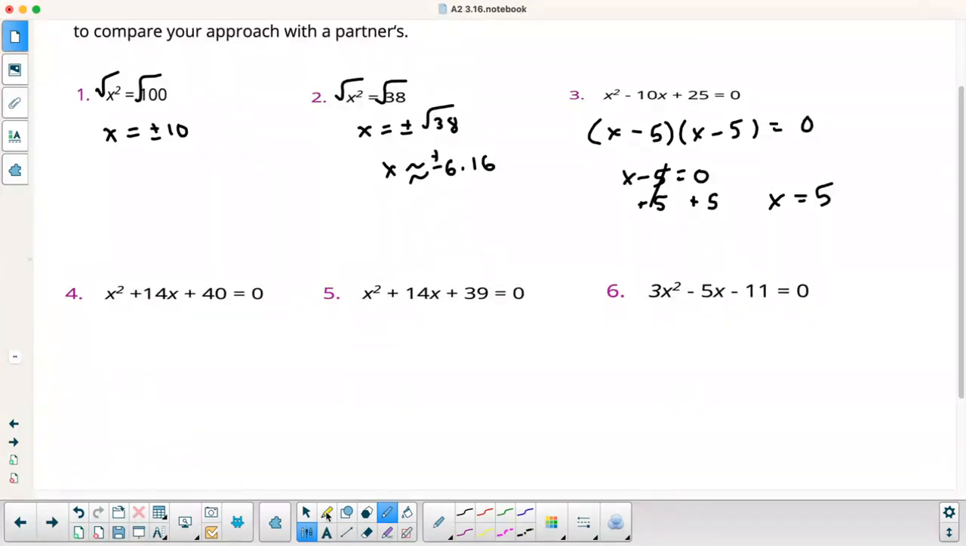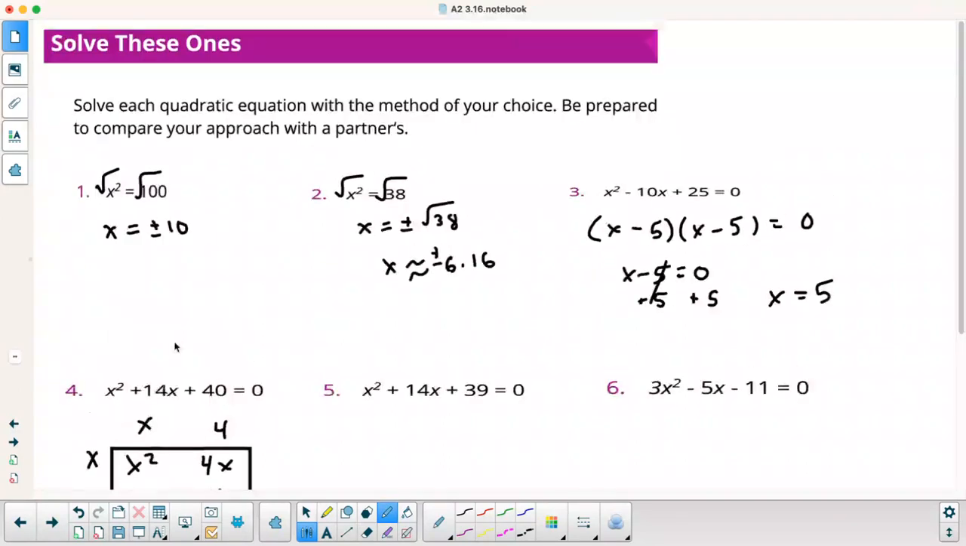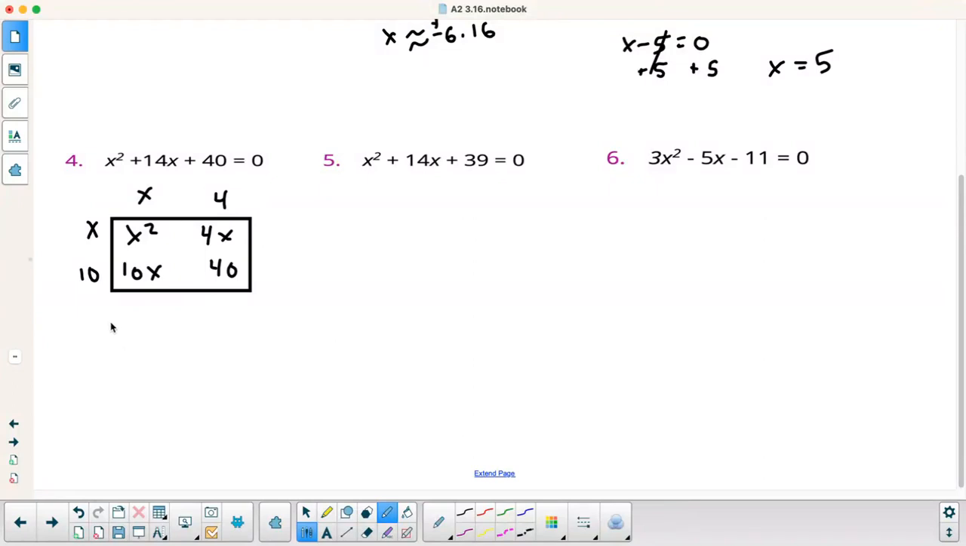So I'll do a box on this one just to make it a little different than the last one. Put my x squared here, put my 40 here, x into x. 4 times 10 is going to work because 10x plus 4x diagonally adds up to 14x. So remember, I think the direction said to solve. So I'm not done here. I have to set each factor equal to 0.